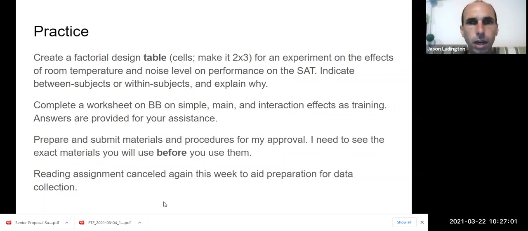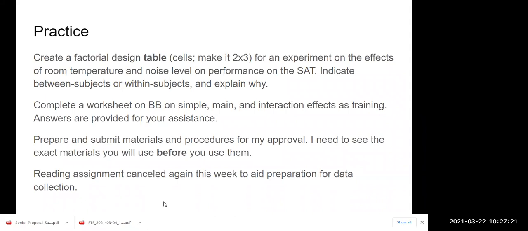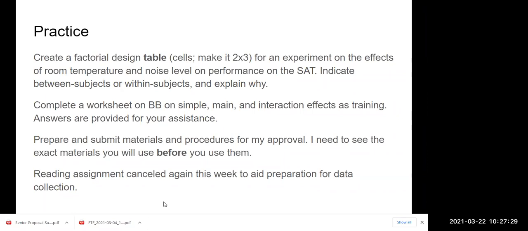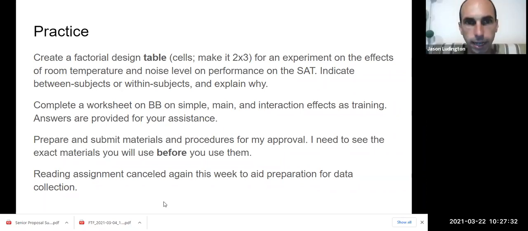What were your levels of the noise variable? Anyone? For me, I just had silent, quiet, and loud. Good. And how about for the room temperature variable? For me, I had hot and cold. Okay, just like I suggested. Anyone else? Did anyone else have something different?